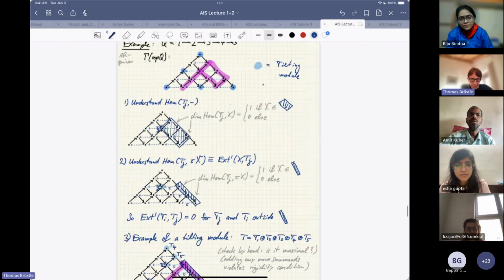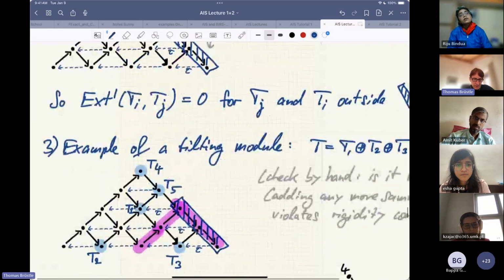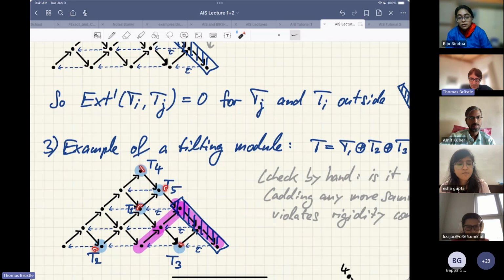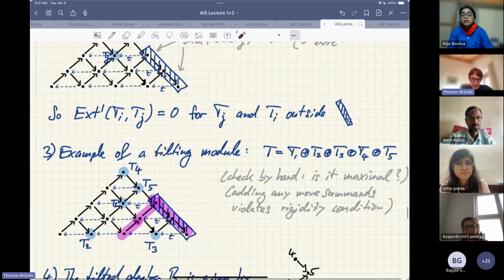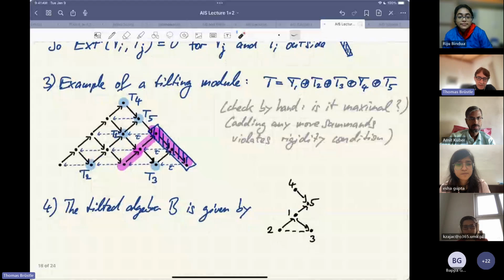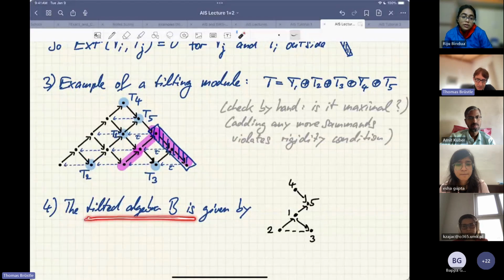Okay, now further down, I picked myself another tilting module given by these 5 objects, T1, 2, 3, 4, 5. And I can check by hand that this is a tilting module. Then what is this tilted algebra? The tilted algebra is given by the endomorphism ring. So between those summands here, I can check what the morphisms are.